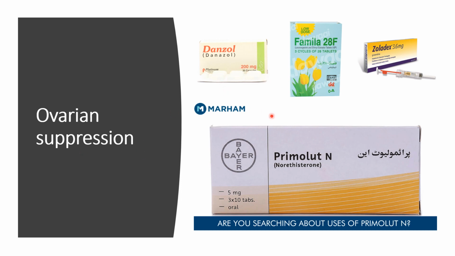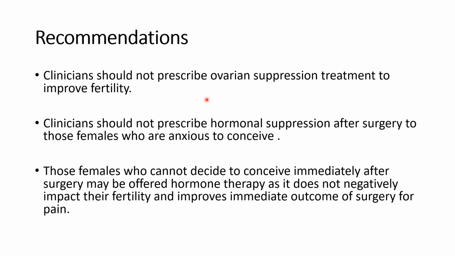The drugs that are commonly used for ovarian suppression are danazol, OCPs, and GnRH analogs, which are available by the name of Zoladex, and Primolut N, that is the progesterone only drug. So all these drugs are used for ovarian suppression, but are these drugs recommended in endometriosis associated infertility or not? The answer is clinicians should not prescribe ovarian suppression treatment to improve fertility. What is the basic concept?